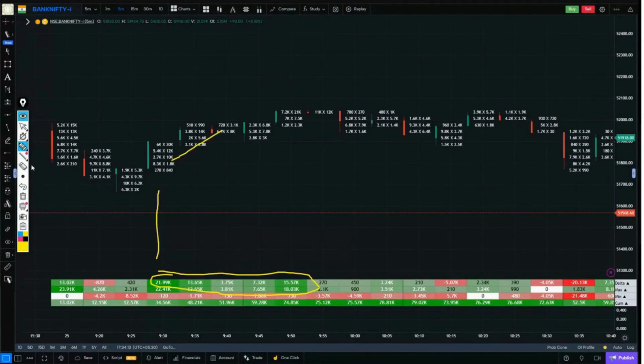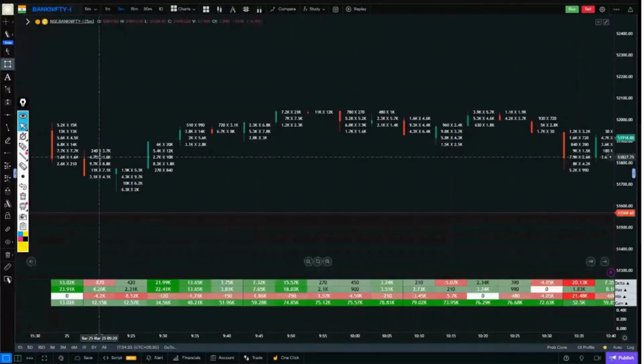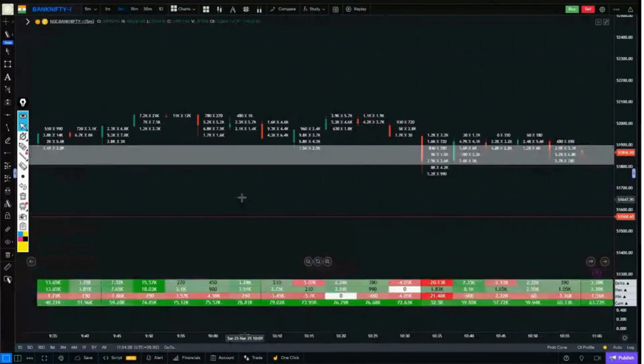What was in it? There were more buyers. Look at the place where particular buying happened the most. This was the place where particular buying happened the most. A pullback came here once, but there was no interest in selling here. Whatever selling came, it only came during the pullback time.